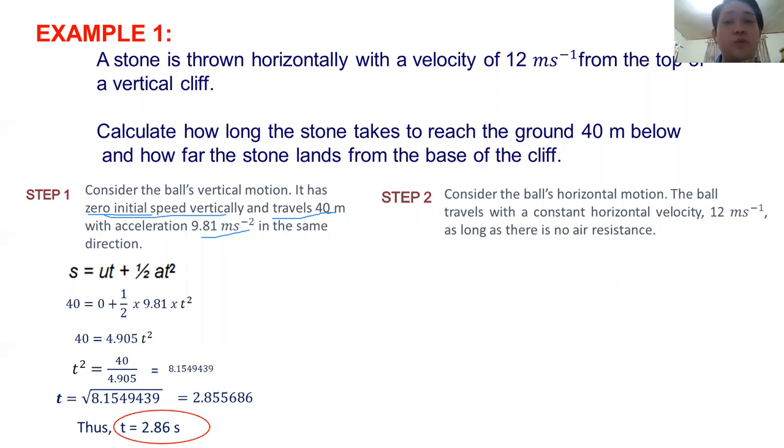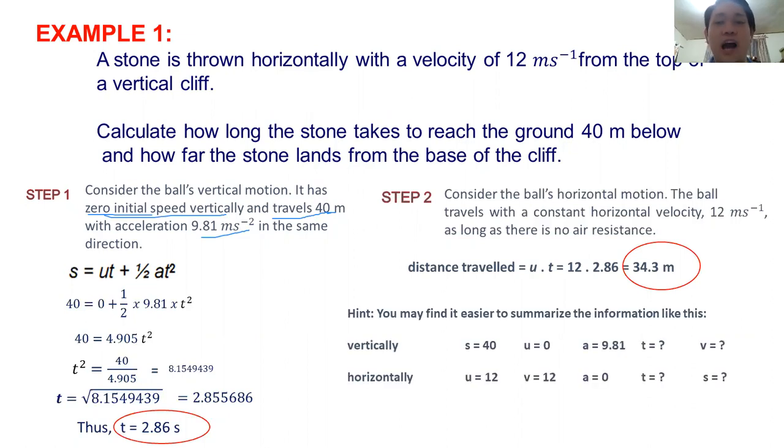Next, step number 2, consider the ball's horizontal motion. The ball travels with a constant horizontal velocity, which is 12 meters per second. As long as there is no air resistance, the distance traveled is equal to u times the time, which is 12 times 2.86. When we multiply 12 times 2.86, that gives us 34.3 meters. So our distance traveled is 34.3 meters and the time is 2.86 seconds.